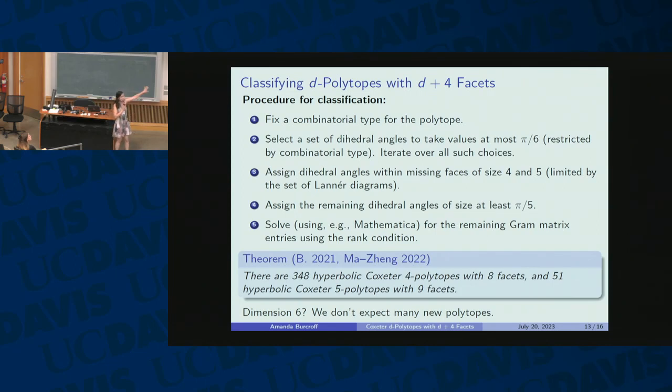Oh, and also let me mention that in dimension 6, there's no reason that this procedure couldn't potentially be extended to dimension 6. It's just that the amount of data becomes so large that it's no longer feasible for a computer. But it would be very interesting if someone were to complete this classification, though we don't expect to see many new polytopes in dimension 6.